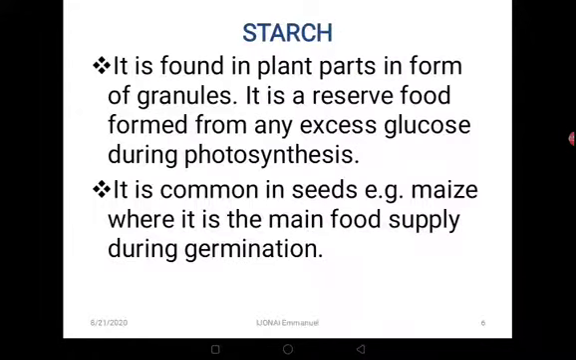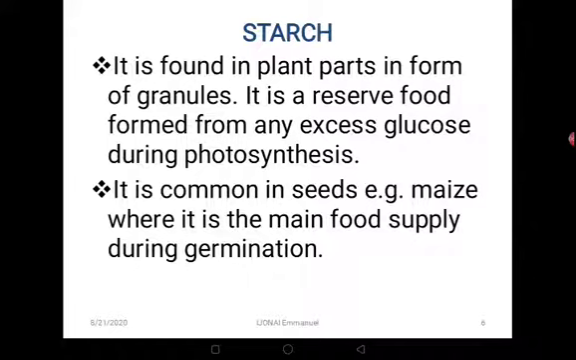So let's start with the starch, an example of a polysaccharide. We are going to look at the common polysaccharides that have biological significance in living systems. We may not exhaust all the polysaccharides, but we shall look at the common ones that we ought to know. One of them, of course, is starch.